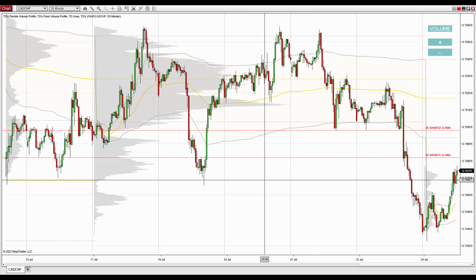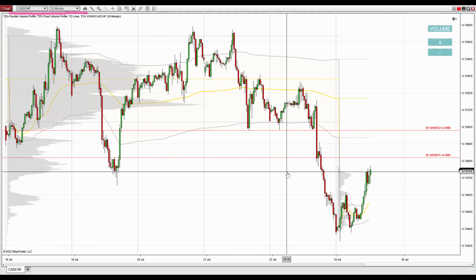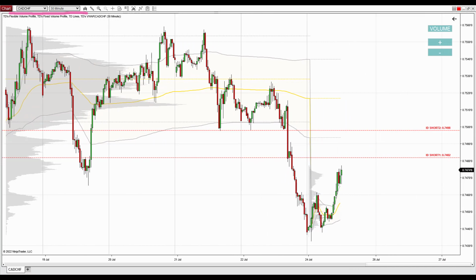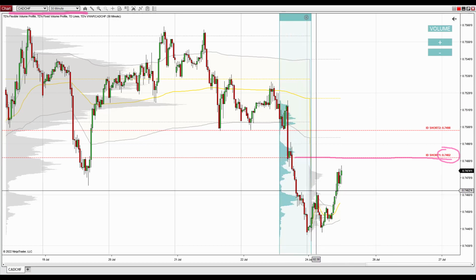Now the chart shows the Canadian dollar Swiss franc. We are looking at a 30-minute time frame, and what I have here are two resistances. The first one is pretty close to the current price, at 0.7482, and it is based on a trend setup. This is a setup which I like to trade when there is a trend.